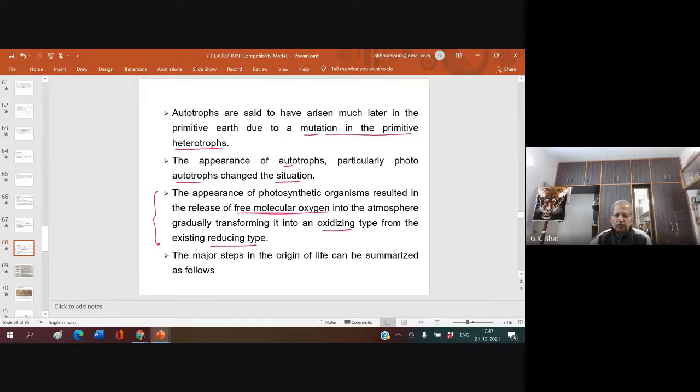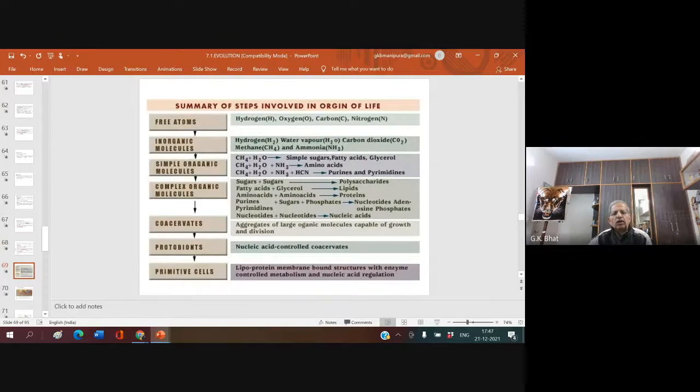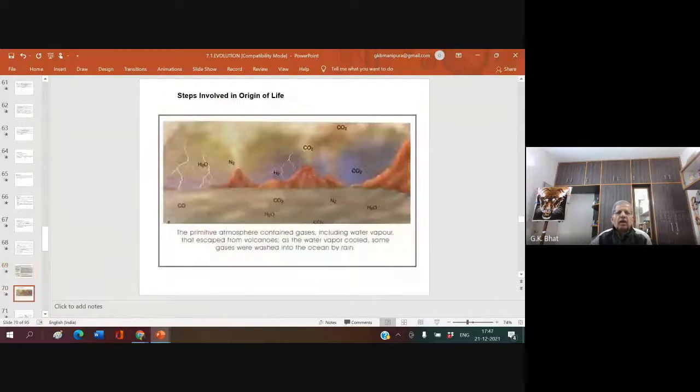So the major steps, as I have already shown you, can be summarized as follows. I have already told you about this in the last class. Again, I'm showing you that inorganic molecules gave rise to simple organic molecules, which gave rise to complex organic molecules, and this resulted in coacervates. Coacervates evolved into protobionts, and protobionts evolved into primitive cells, right?